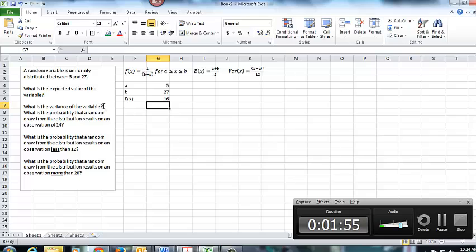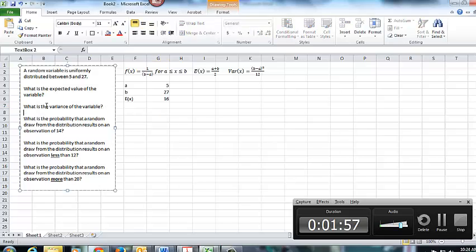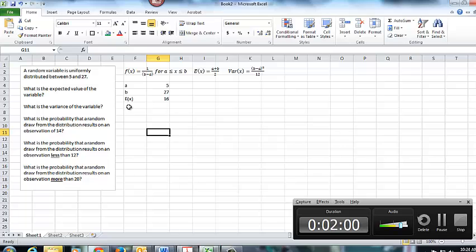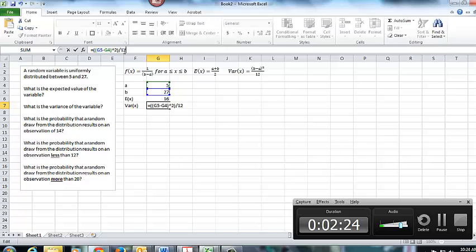Next it asks, these are actually 2 separate questions. Let me put a space in there. Okay. Next it asks, what is the variance of the variable? So again, just applying that formula. The variance of x is going to be equal to, my numerator here is b minus a, that quantity squared. So b minus a, that quantity squared. And then I want to take all of that and divide by 12. Why 12? That's the formula. Okay, so the variance there is going to be 40.33.